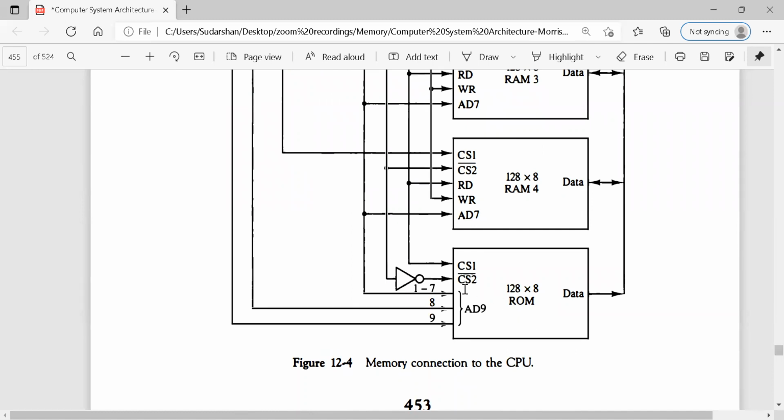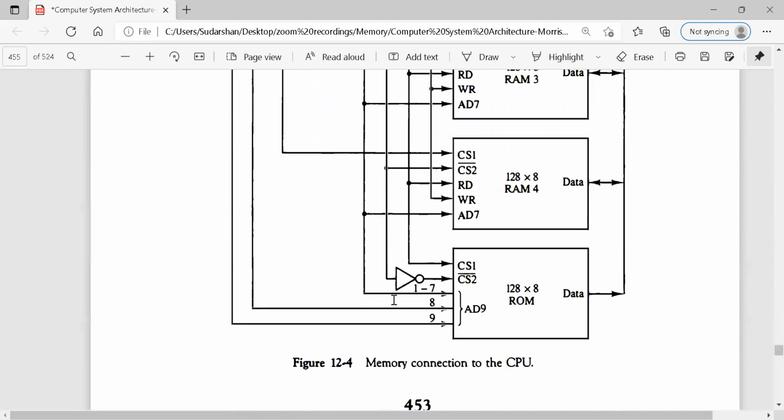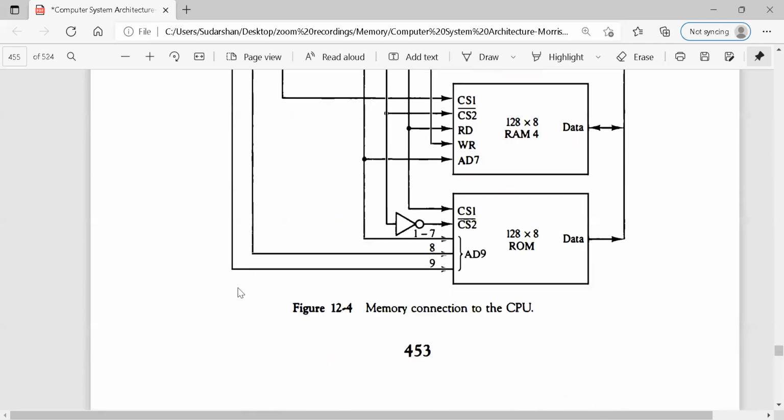If the 10th bit is 1, you are not selecting a RAM chip, you are selecting a ROM chip. And what is the size of ROM? 2 power 9. So all the 9 bits, see here, all the 9 bits, 1 to 7 and the address bits 8 and 9, these also come to ROM. So 2 power 9 is 512. There are 512 storage locations in ROM and 512 storage locations in RAM. And this is how you have a memory connection to the CPU by building a 1024/8. What is meant by 1024/8? There are 1024 storage locations, of which 512 are RAM and 512 are ROM.